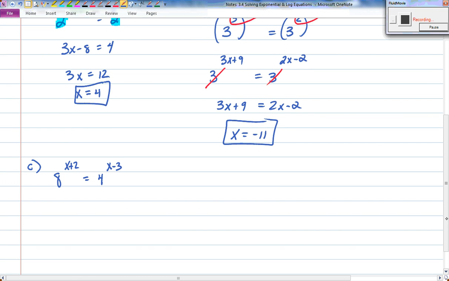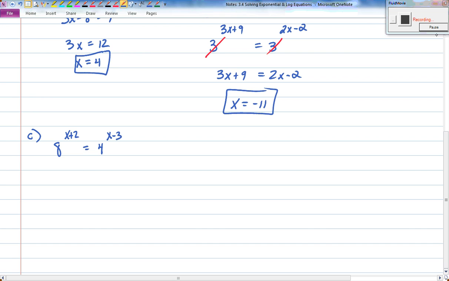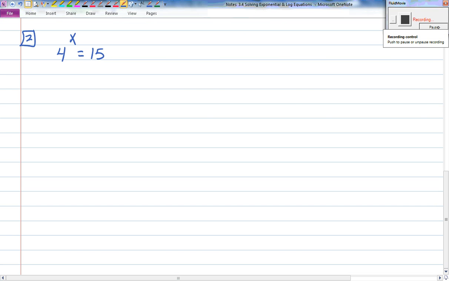All right, here we go. So I still have an exponential equation. I have 4 to the x equals 15. What's the only difference here between this problem and the one we did before?